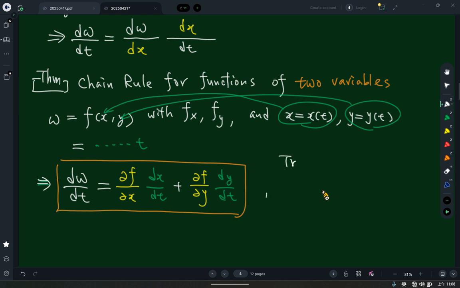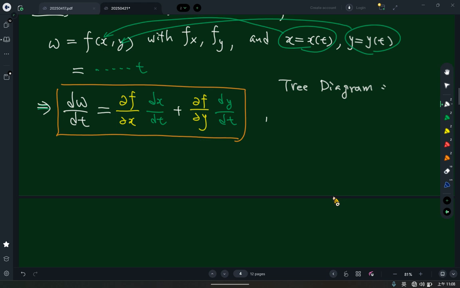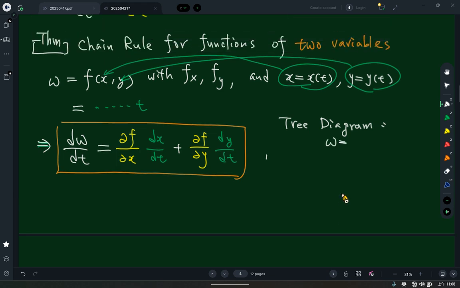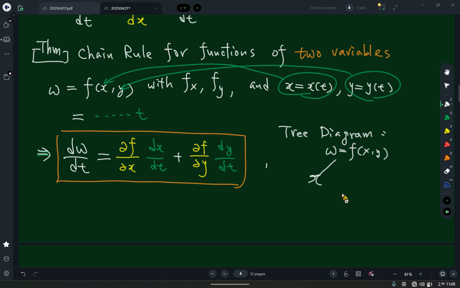And sometimes we also use a tree diagram to express this result. So you can notice that w is equal to f of x, y. That means w is determined by x, and w is also determined by y. Both x and y are determined by t.